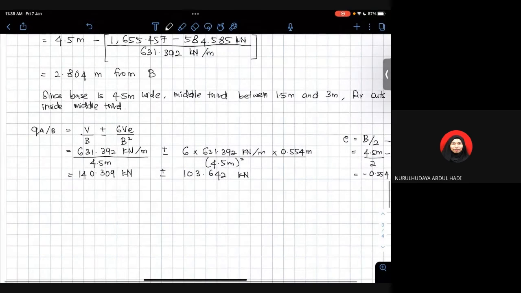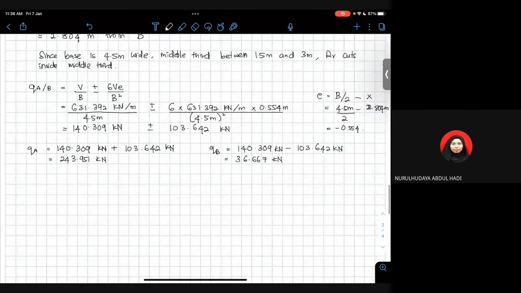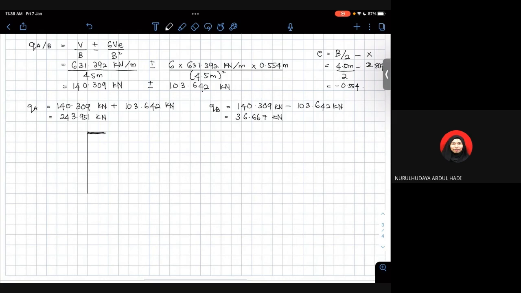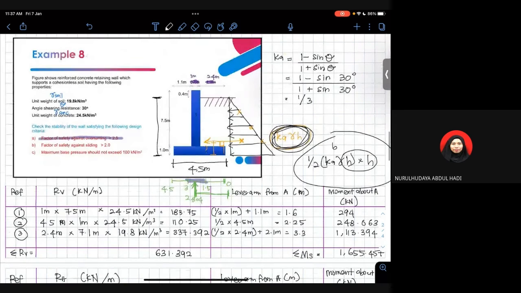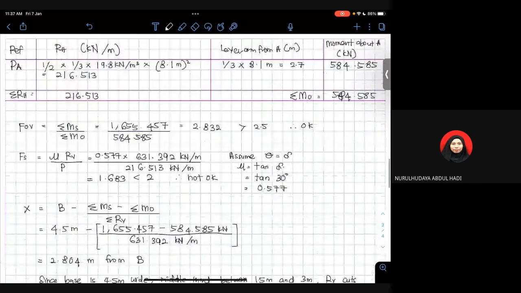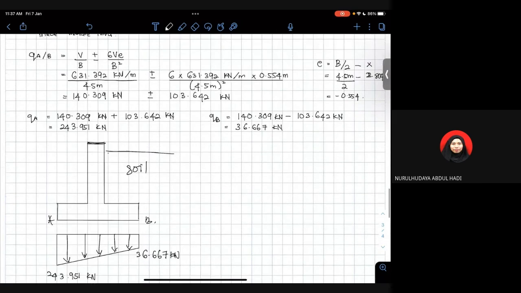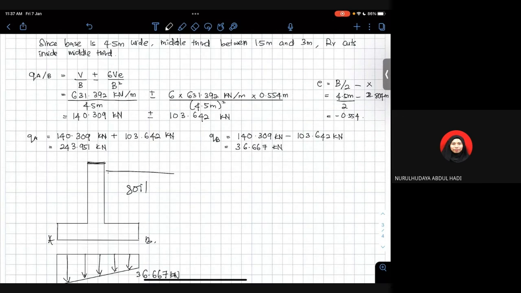Dan kita boleh kira QA. QA you campurkan lah. QB you minuskan. Ini value QA and QB kita. Retaining wall like this. Pressure distribution dia should be. Kat sini, ini A, ini B. Maximum base pressure should not exceed 100 kN. Then you dapat kat sini QA dah 243, which is this value.